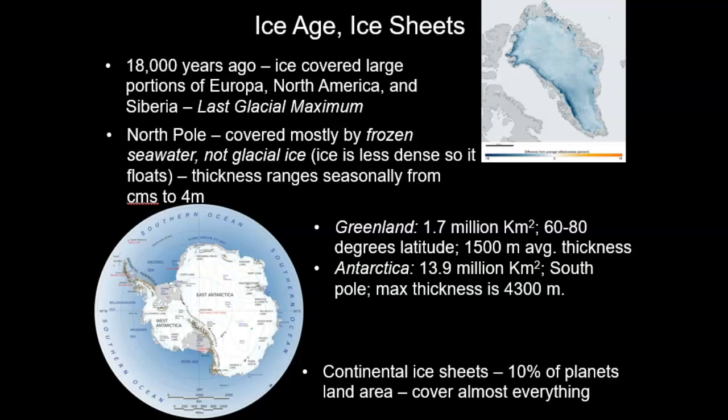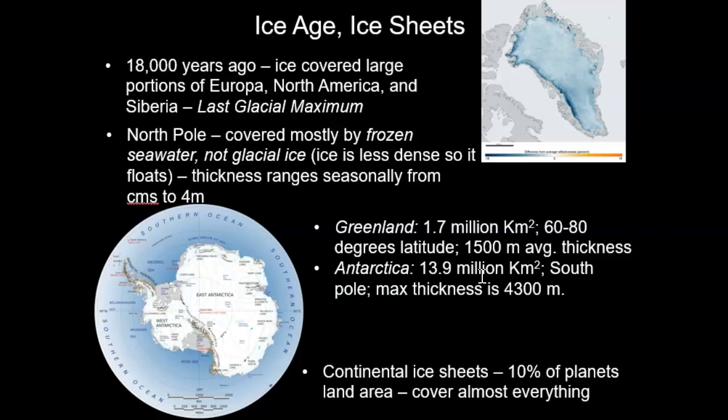So that's pretty cool. But okay, let's talk a little bit about the two ice sheets that we have currently. First of all, let's make it clear that the ice that covers much of the Arctic Ocean is not an ice sheet, so it's not glacial ice. It is sea ice, or frozen seawater, but it's not fresh water. It's still salty, it's just frozen, okay?